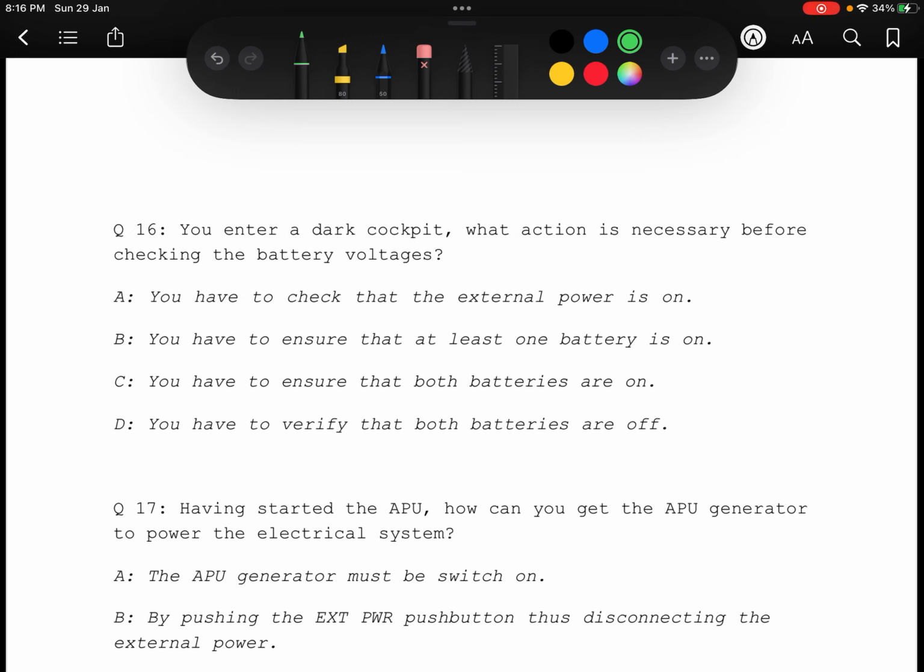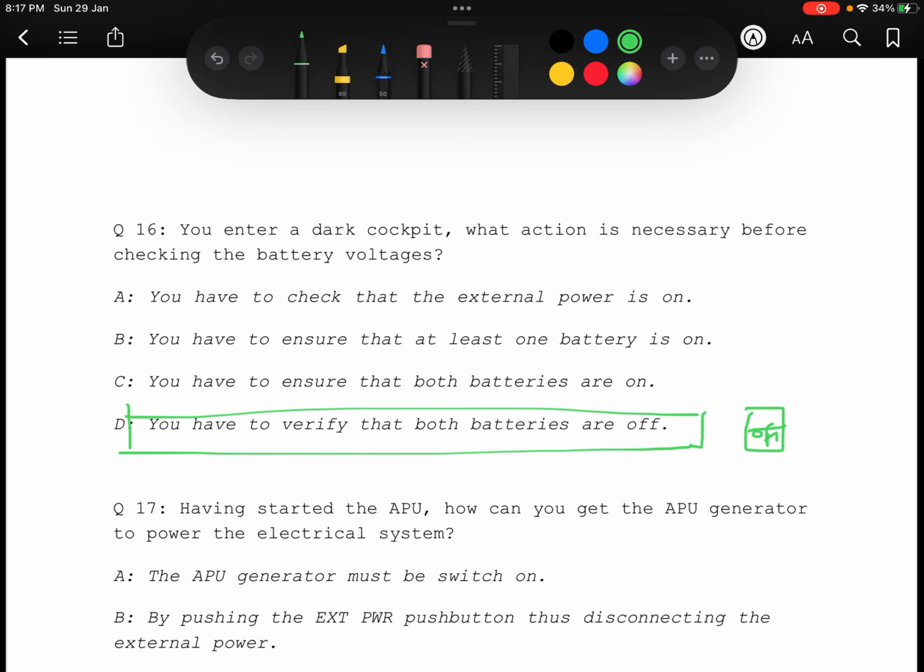The very first action will be to check whether the batteries are off or not, right? If the batteries are off, then you switch on the batteries and go further. In the preliminary cockpit preparation and then cockpit preparation, you have to verify that both batteries are off. There should be no other light, and there should be no light on the batteries.